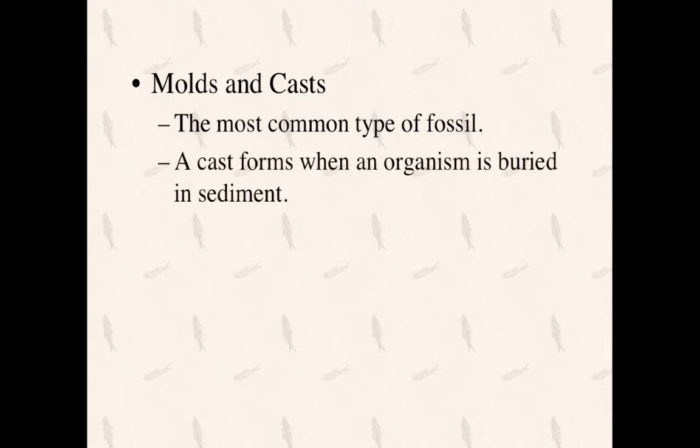Our first ones that we'll deal with will be molds and casts. These are the most common type of fossils that you're going to find. And what happens with mold and cast is, first of all, an organism gets buried and then it rots away. And once it's gone, it leaves a hollow space in the sediment in a perfect shape of what the organism used to be. That's a cast.